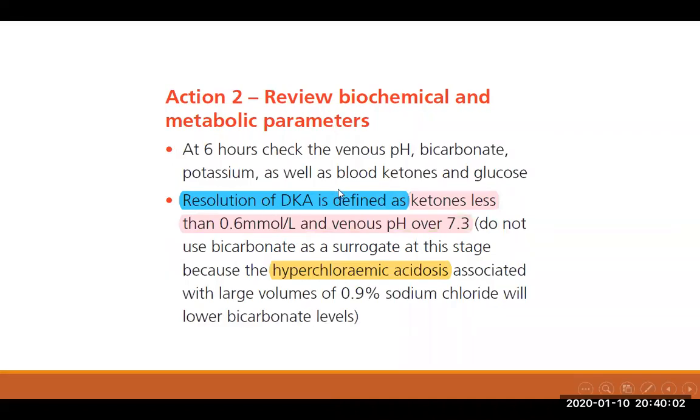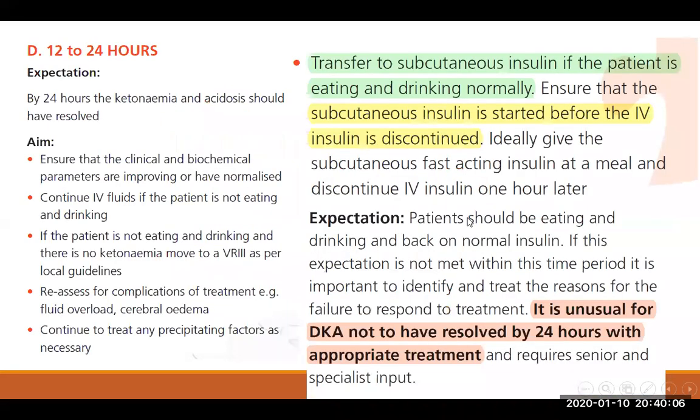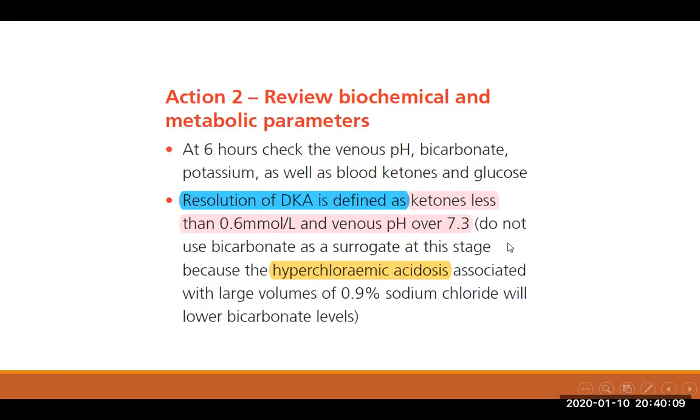Resolution of DKA is defined as ketone body less than 0.6 and venous pH greater than 7.3. And this is very important: don't use the bicarb as a surrogate at this stage, because there may be a case of hyperchloremic acidosis, and this is a repeated question in exams. A case of DKA, and after 1 or 2 days, the patient is still acidotic. Why? Because mostly it is a hyperchloremic acidosis, which is a normal anion gap metabolic acidosis.